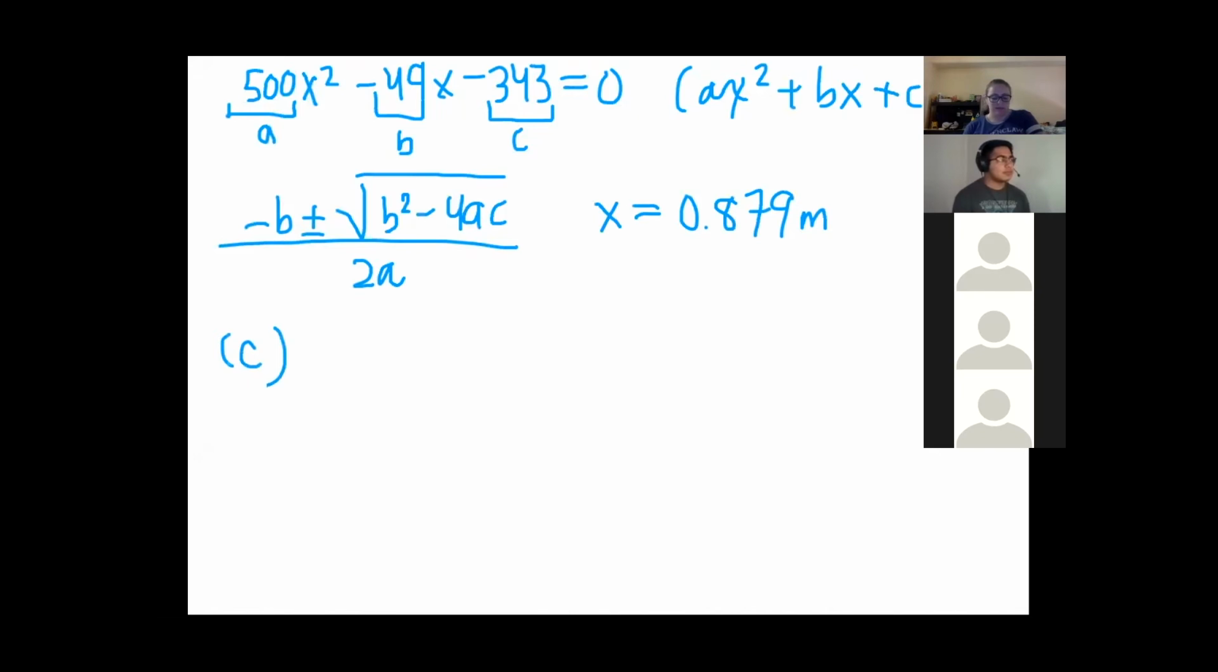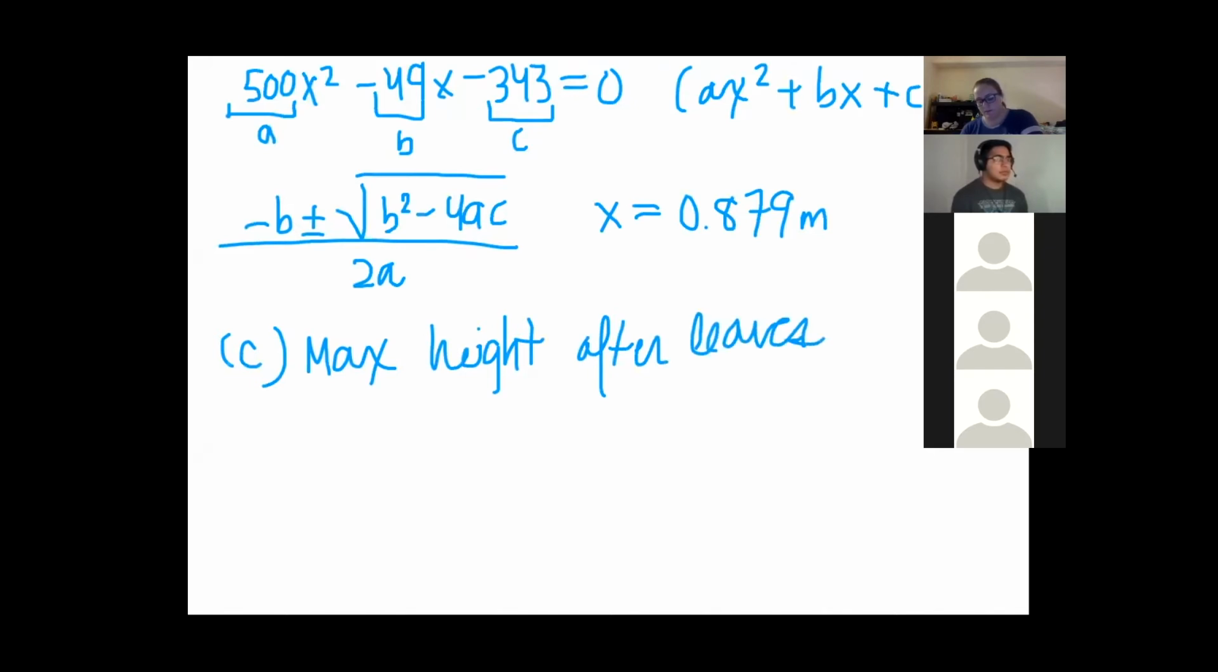So part C is max height after it leaves the spring. So after it leaves the spring, what is the max height that the box will go to? So it bounces and then it goes back up. Now, based on the fact that there is no work non-conserved in this problem, Bhavdeep, what do you expect the max height of the spring to be? It should be, if there's no work non-conserved, it should be the same as where it was dropped from.